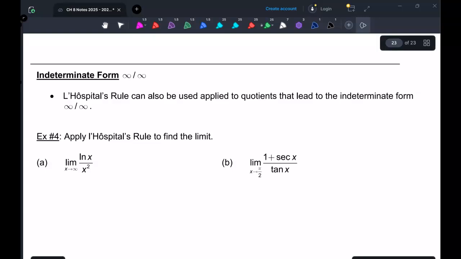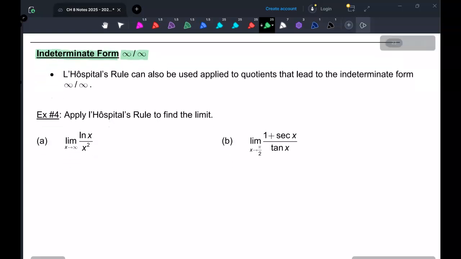Okay, our other indeterminate form that we're going to look at in Calc AB is infinity over infinity. L'Hopital's rule applies just the same. In Calc BC or Calc 2, we look at a whole bunch of other indeterminate forms. We could have infinity minus infinity, 1 to the infinity power. Just remember that these are not real numbers. Infinity is not a real number. You can't find it on a number line. These are end behaviors of the graph when we're approaching positive and negative infinity.